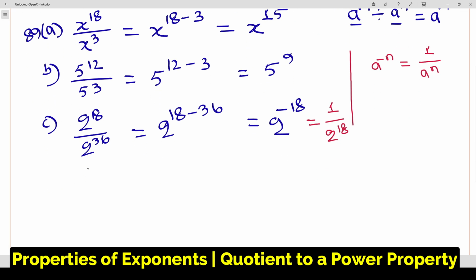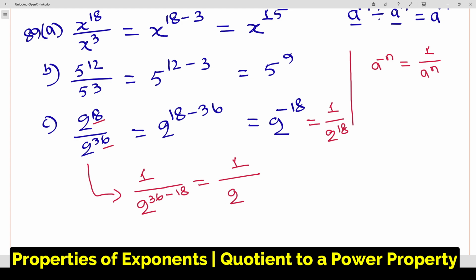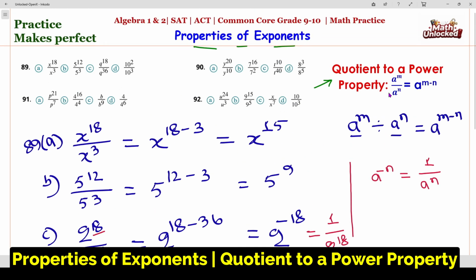So this one we can also solve this way. Here 18 is less than 36, which means we can write 1 divided by q to the power 36 minus 18. Same thing, it will be 1 divided by q to the power 18. So it's the same. Number C, A, B, C, done.